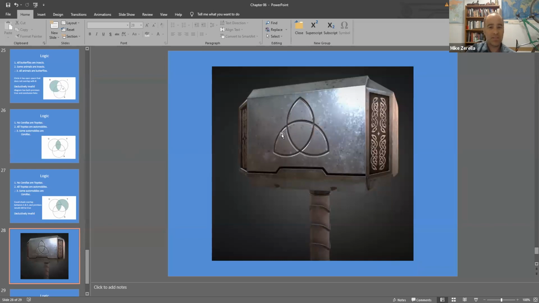kind of reminds me of the symbol that's on Thor's hammer. And anyway, that's enough for now.